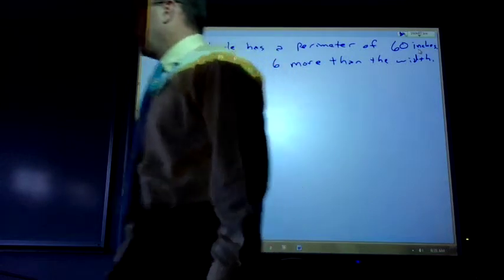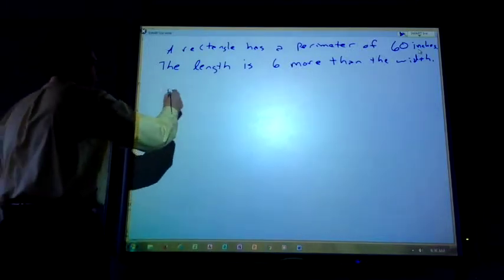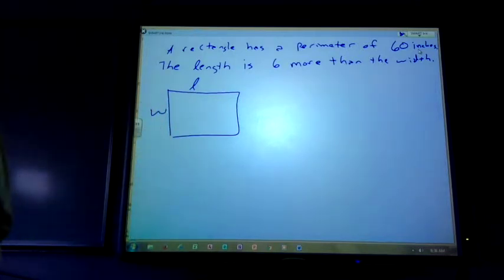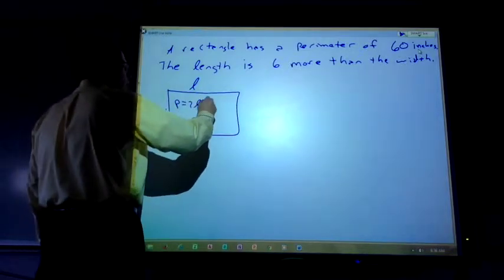Okay, rectangle has a perimeter of 60 inches. The length is 6 more than the width. Okay, so our go-tos. Let's draw ourselves a rectangle again because second grade teacher said length must be longer than width. We label it that way. We know that the perimeter equation is 2L plus 2W.